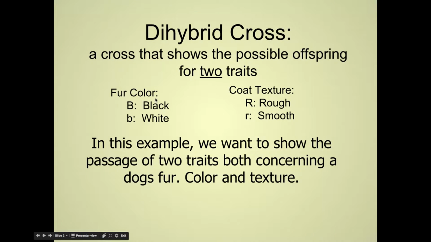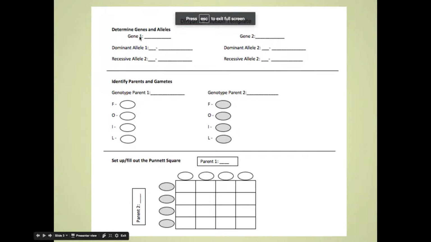So for this example, we have two genes. Our first gene is color, and our second gene is texture. Color comes in black and white. Texture comes in rough and smooth. Black is dominant, rough is dominant. So the first thing we're going to do is just fill out our two genes and our different alleles.